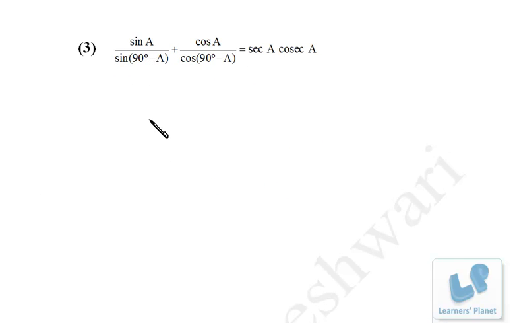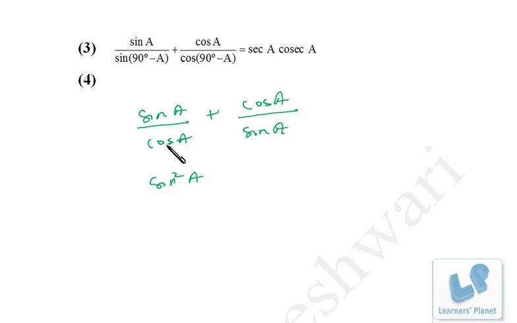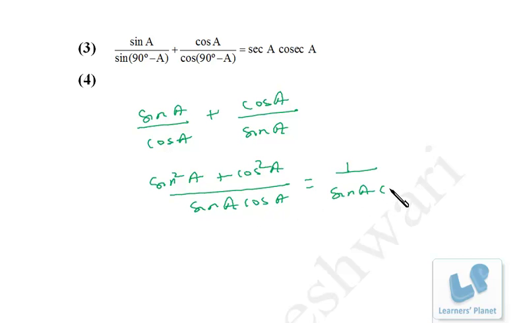Similarly, over here, it's sin A. Sin(90 - A) is cos A, plus this is cos A. Cos(90 - A) is sin A. Just take LCM. So it will be sin² A plus cos² A by sin A cos A. That's 1 upon sin A cos A. 1 upon cos A is sec A, and 1 upon sin A is cosec A. That's the right hand side that we had to prove, right?